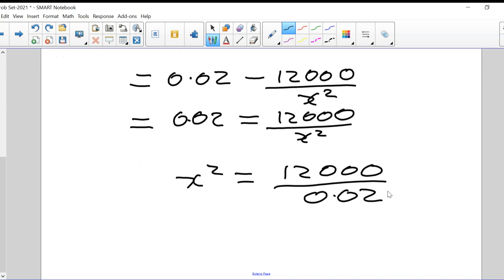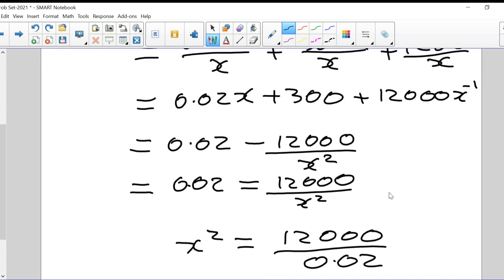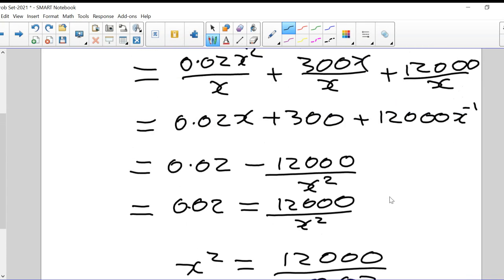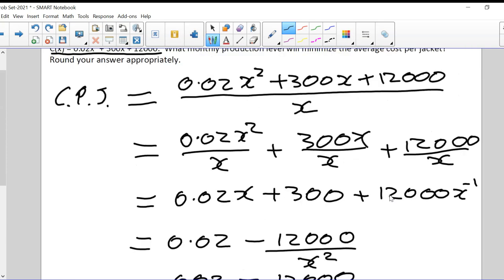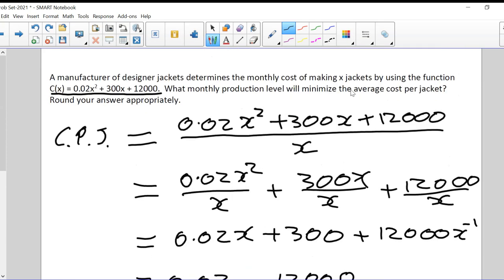Now, you're going to get 2 answers because you have to find a square root at some point, but I would advise you to only consider the positive value because x is the number of jackets. The other thing this question involves is that it says round your answer appropriately. Please remember that the x we're talking about here represents jackets, so we should have a whole number. You should either round it up or round it down, whichever makes more sense in this case.